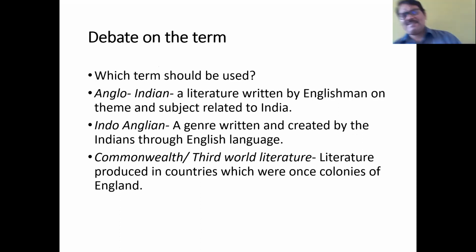Of course, there is a debate on the term, the use of Indian writing in English or Anglo-Indian. There are three terms in currency before we have accepted Indian English literature. Which term should be used is a question here. Anglo-Indian: a literature written by Englishmen on themes and subjects related to India. There is a body of literature called Anglo-Indian literature.